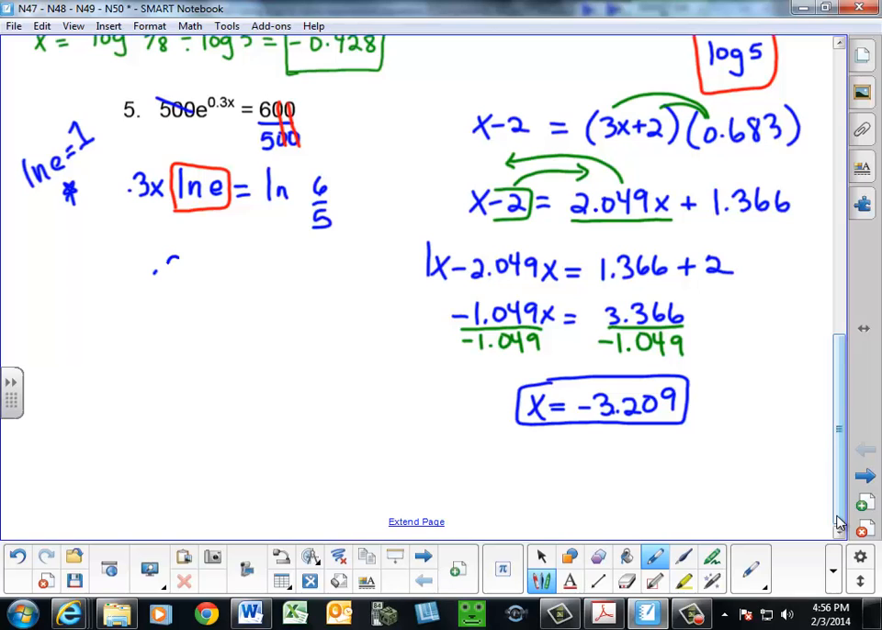So 0.3x is equal to, now let's put the natural log of 6/5 in the calculator. It's going to give us 0.182. Then finally, we're going to divide by 0.3 on each side to get x. X is equal to 0.607.